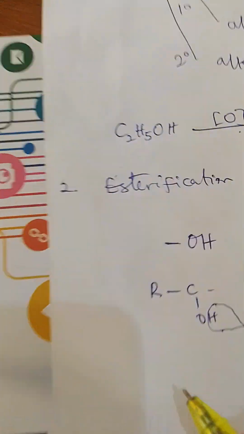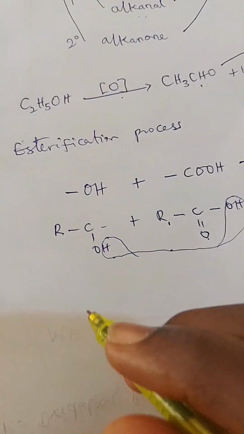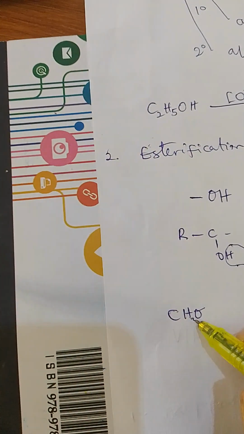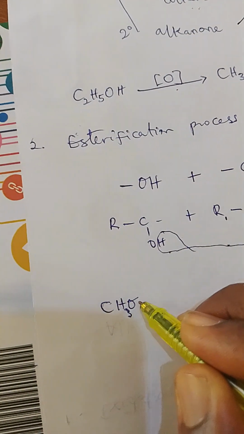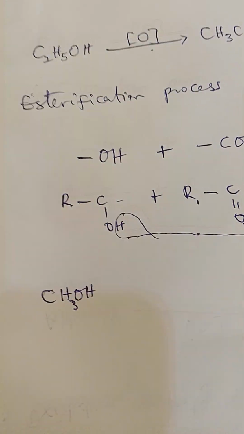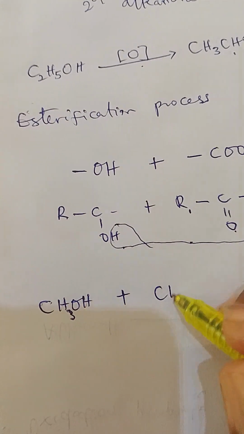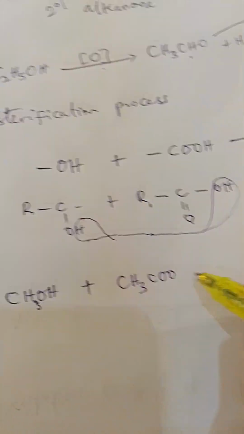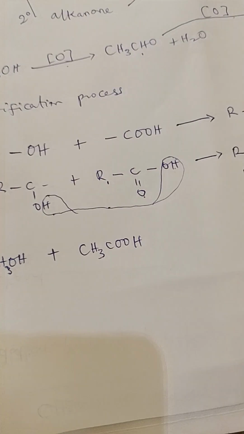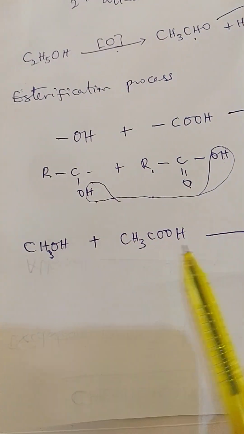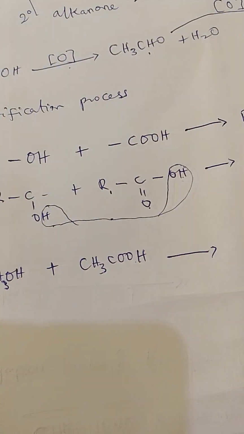For the example, let's use methanol. This is CH3 here, CH3OH, that's your methanol. And what can we use? Let's say ethanoic acid. When they react, I told you that the H from the alkanol will react with the OH here to form water.